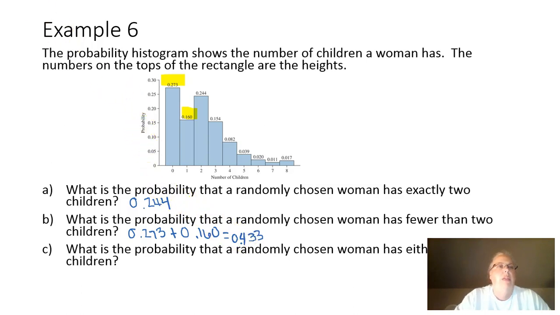Alright, and then C, what is the probability that a randomly chosen woman has either 4 or 5 children? Okay, so here's the 4 numbers, 0.082, and 5, 0.039, and the probability of either 4 or 5 children, 0.082 plus 0.039, and this gives us 0.121.